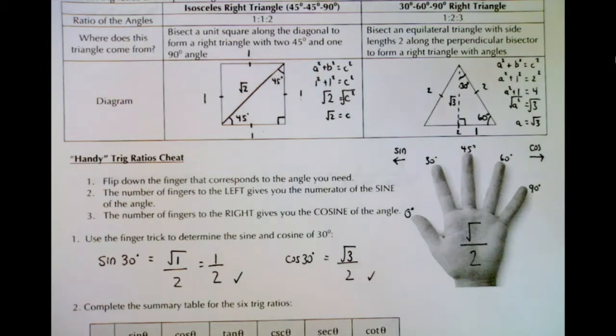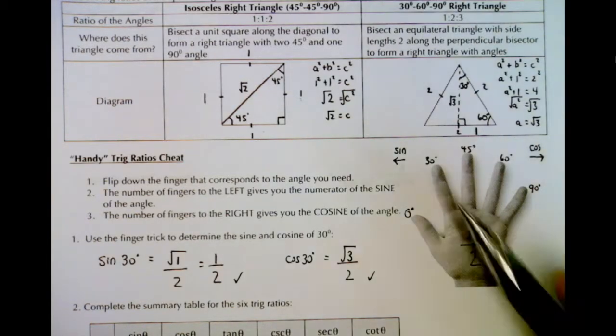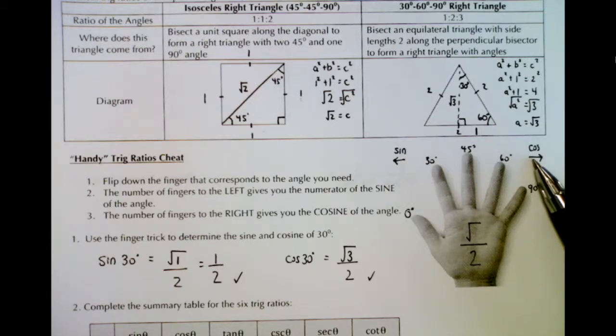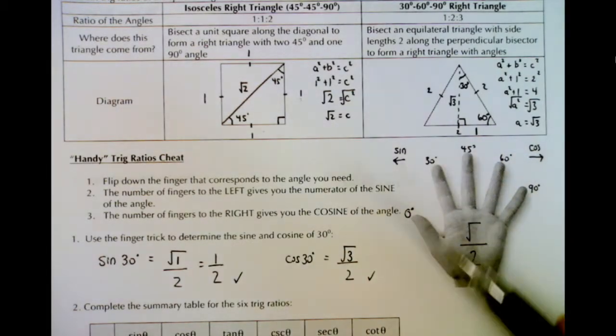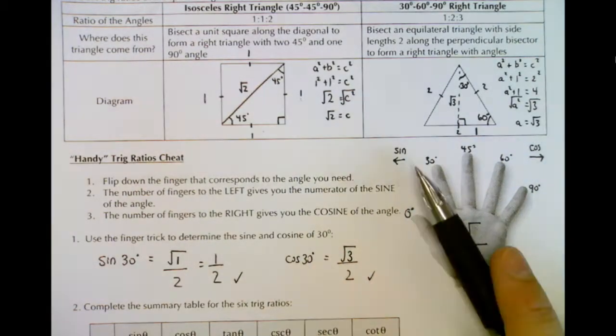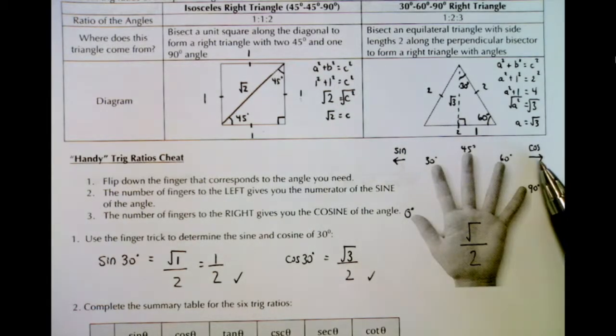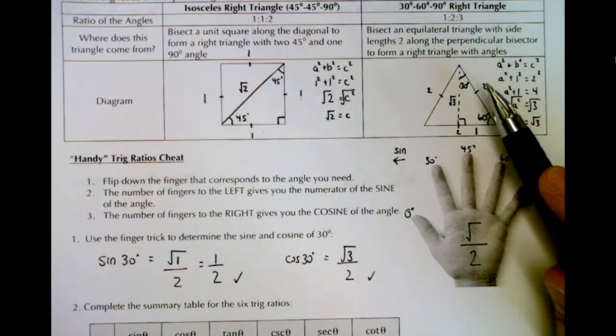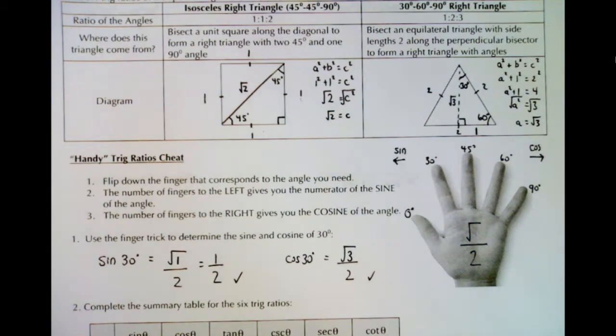The other disadvantage to the hand trick is it only works for sine and cos. So working for sine and cos, you could also find the secondary ones for cosecant and secant by flipping the sine and cos ratio. But the tan one you can't get from your hand. You can get it from the special triangles.